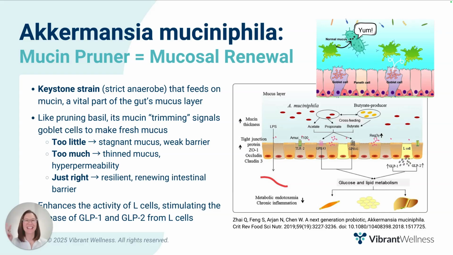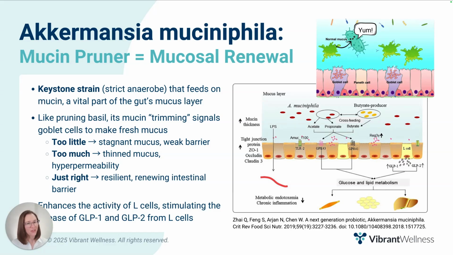By gently thinning the mucus layer, it signals the goblet cells to produce fresh, healthy mucin. This turnover keeps the barrier strong and functional. Too little Akkermansia allows the mucus to become stagnant and ineffective, whereas too much and the layer thins excessively. Both scenarios can lead to intestinal hyperpermeability.